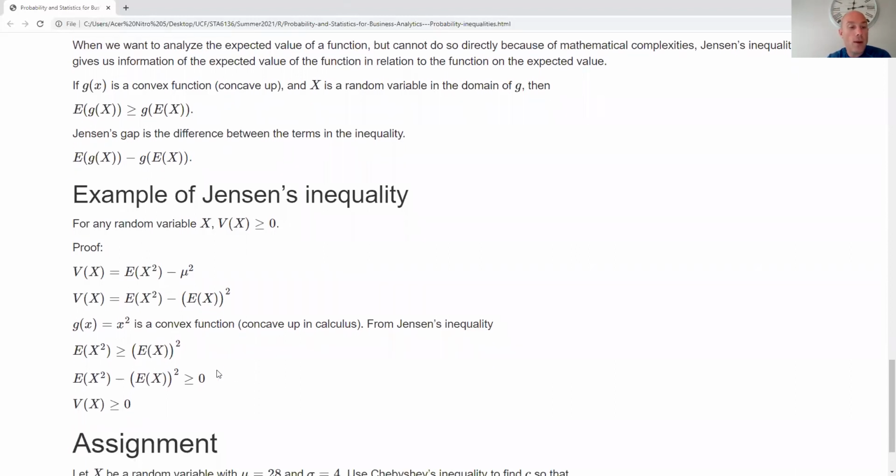Since it's a convex function, the expected value of the function is greater than or equal to the function of the expected value. So this statement is true using Jensen's inequality. I'll subtract both sides by this, so I know that this has to be greater than or equal to 0. Looking at the left-hand side, that's just the variance. Boom, we get that the variance has to be greater than or equal to 0 every single time. Interesting.